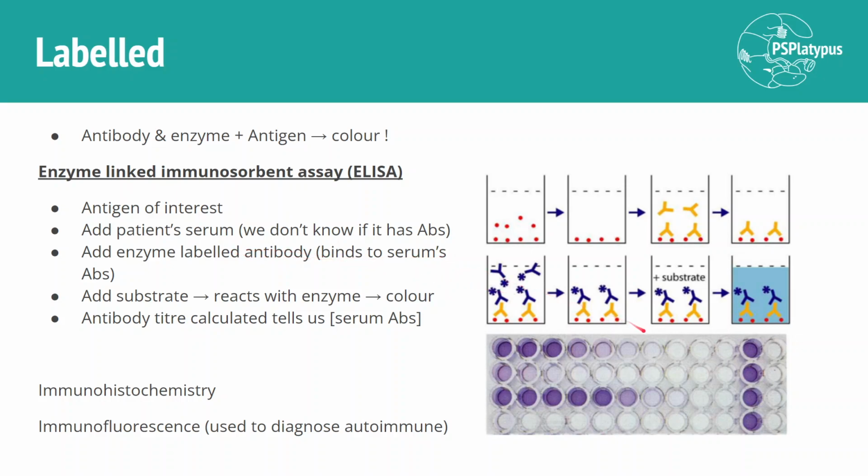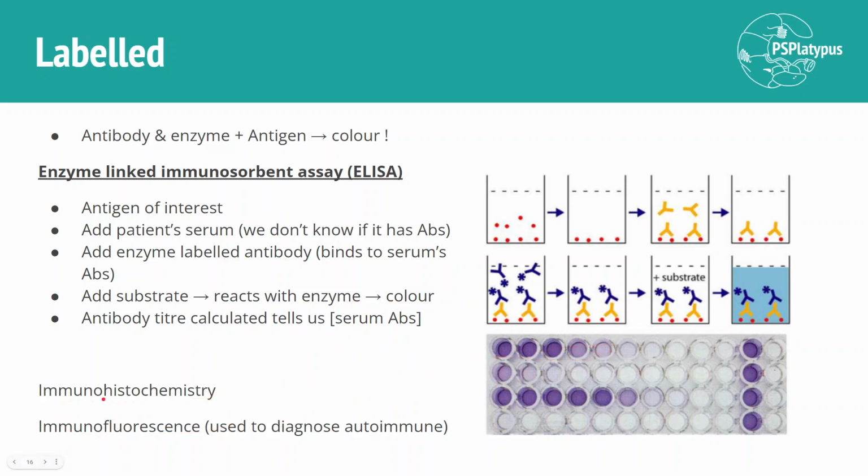If the serum had antibodies, then it would bind to it, and then once you add the substrate, it would react with the enzyme-linked antibody, which causes a change in color. And we can titrate down to the lowest amount of color to figure out the concentration of the serum.